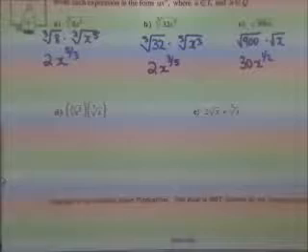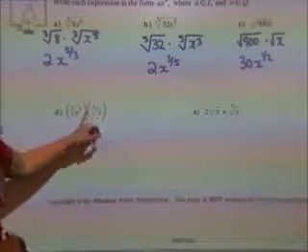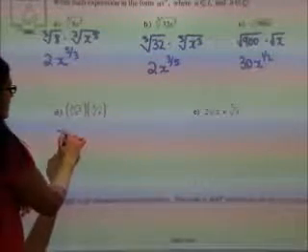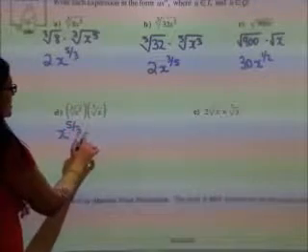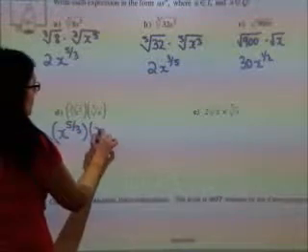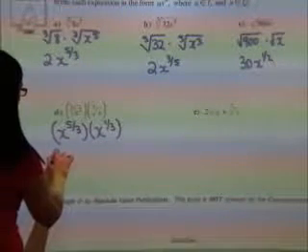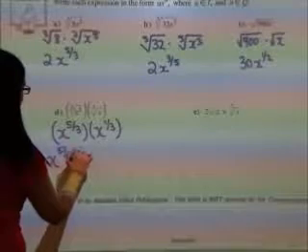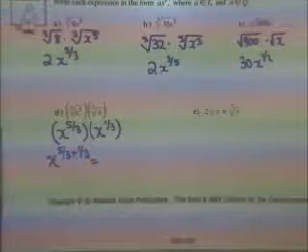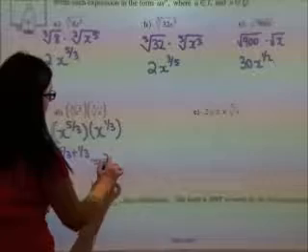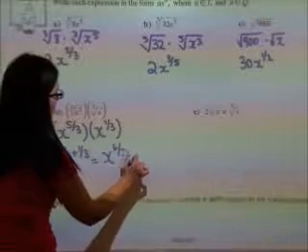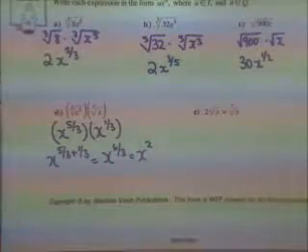With D, change both of these to powers, and I get x to the power of 5/3 times x to the power of 1/3. My exponent law tells me to add the exponents. 5/3 and 1/3 is 6/3, which is 2. So I get x squared.